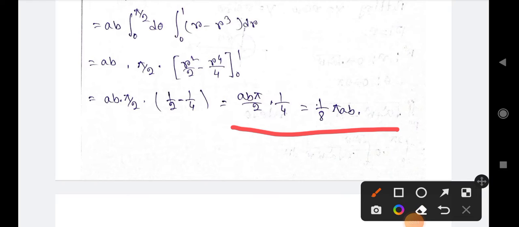ab into pi by 2 into 1 by 4, that is 1 by 8 pi ab. This is our answer.